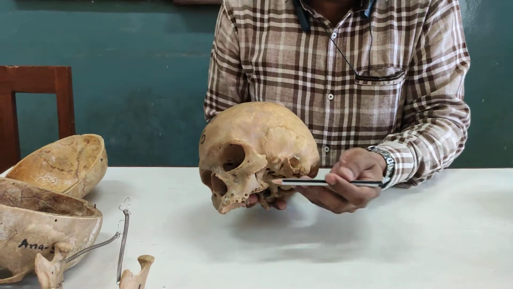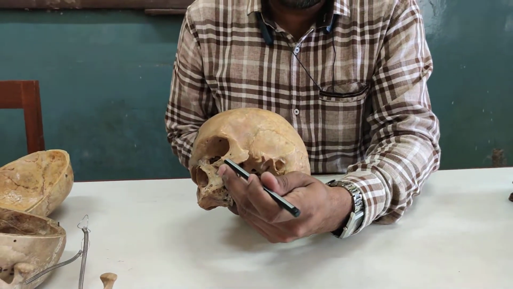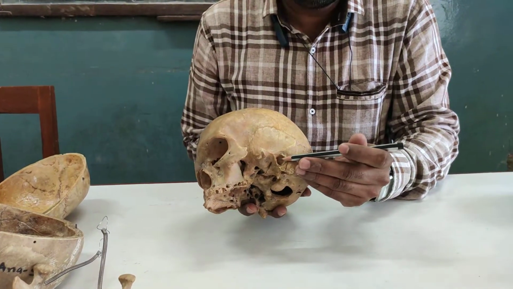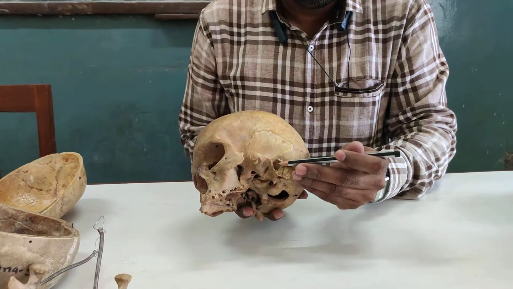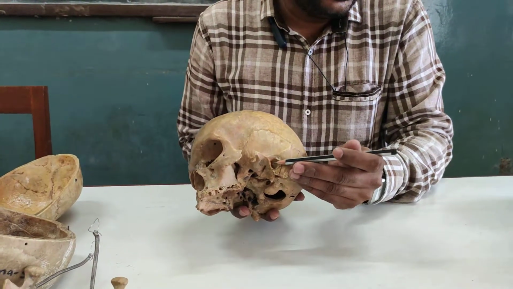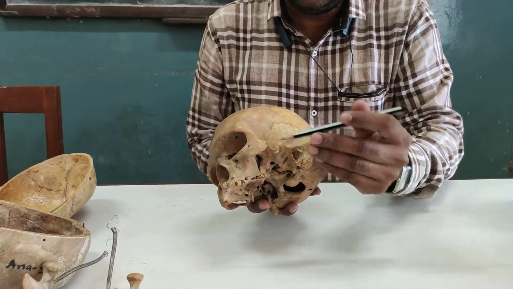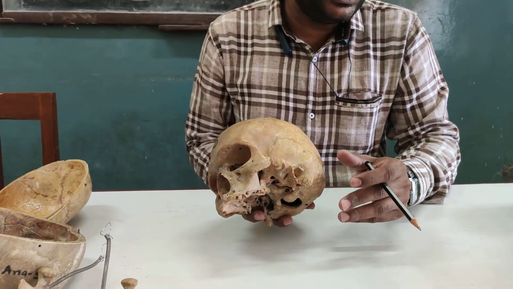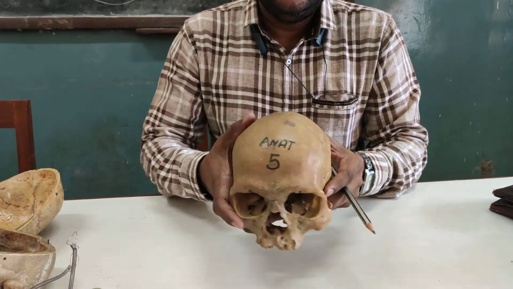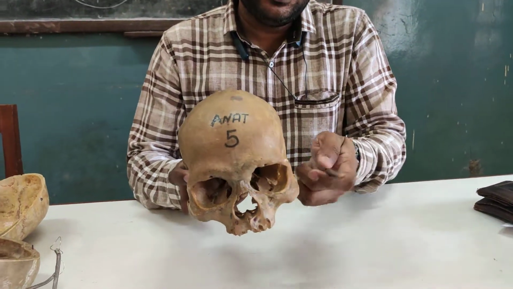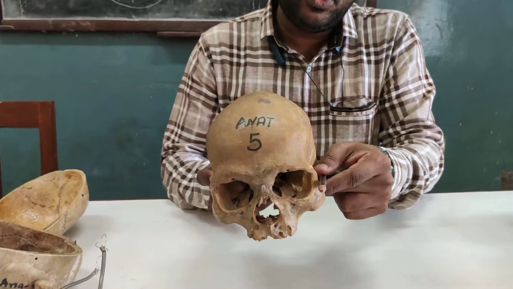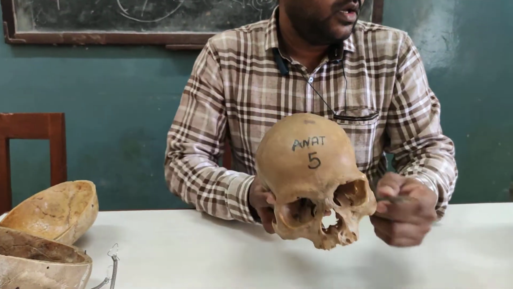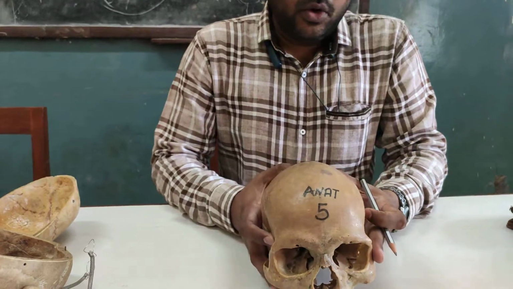And what is Reed's baseline? If we draw an imaginary line from the infraorbital margin to the center of the external acoustic meatus, it is known as Reed's baseline. So two terminologies are there, Reed's baseline and Frankfurt's horizontal plane, for knowing the anatomical position of the skull. We should keep the skull in Reed's baseline or Frankfurt's horizontal plane, like this.